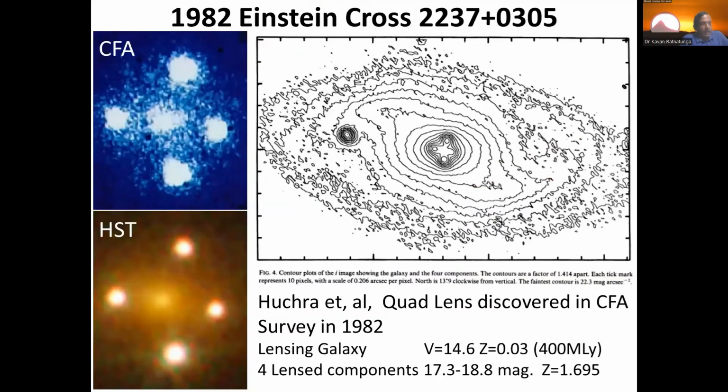3 years later, they found another quasar behind a galaxy. It's extremely rare to find at these magnitudes, but it was discovered by Huchra in 1982. That was a gravitational lens, and that had 4 objects around it, which are all the same object, which is behind this galaxy.